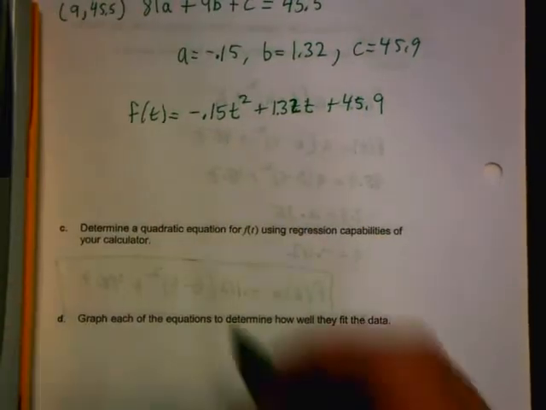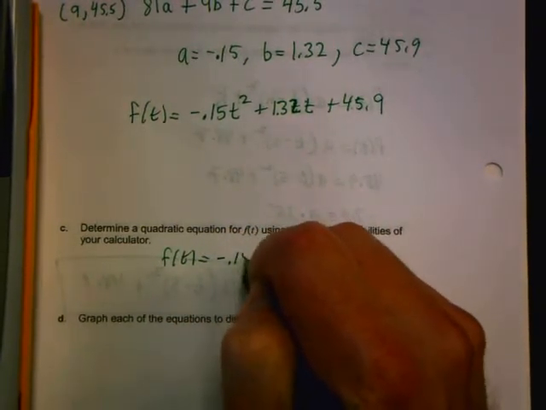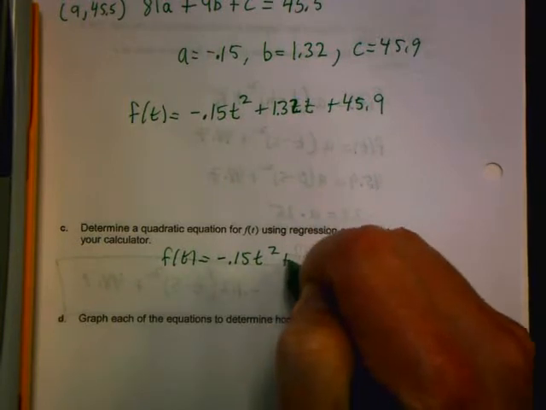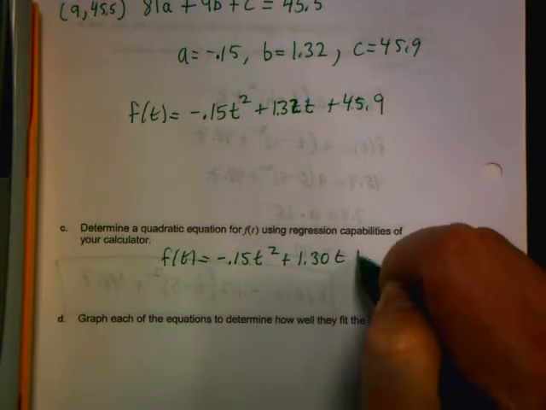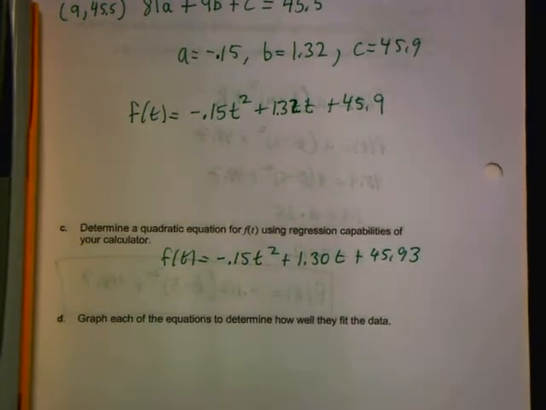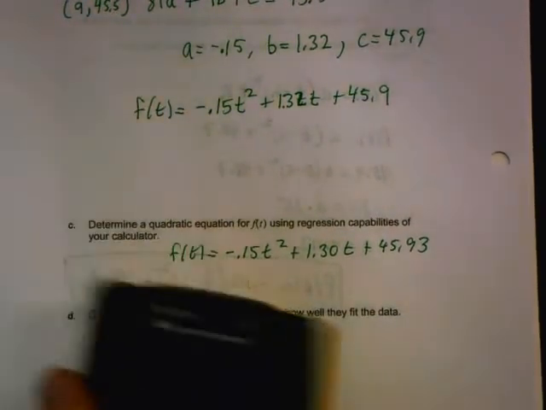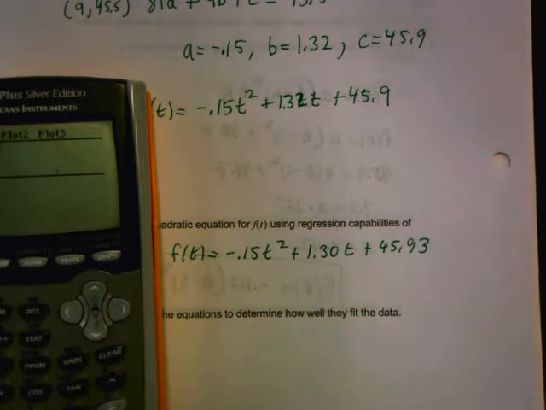We get f of t is minus 0.15 t squared plus 1.30 t plus 45.93. Rounding all of my answers to 2 decimal places. Let's type that one in and see how it looks. In theory, this one should be the best one.